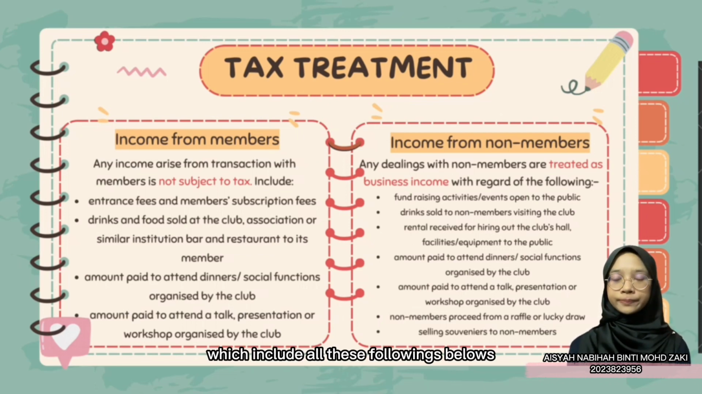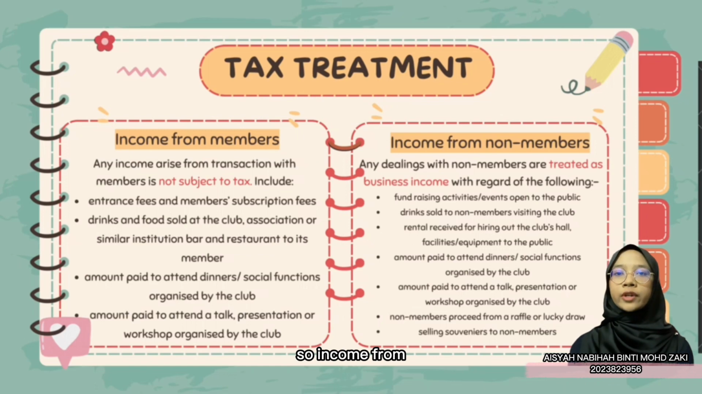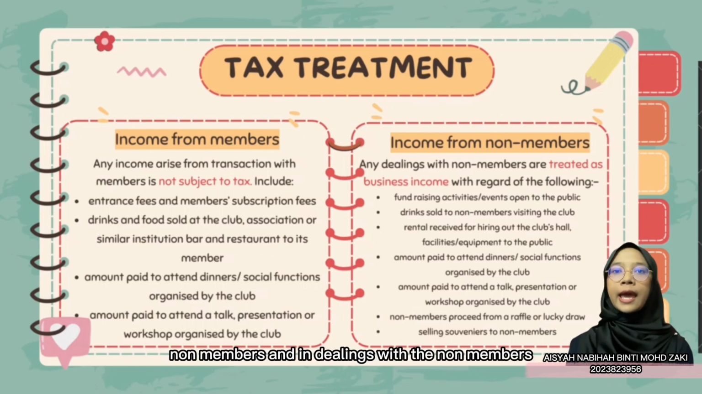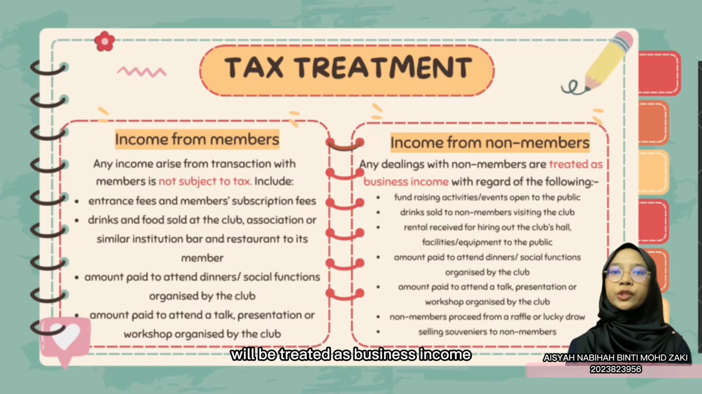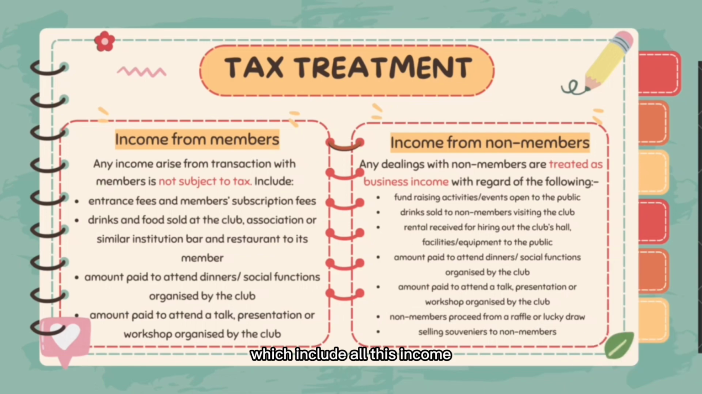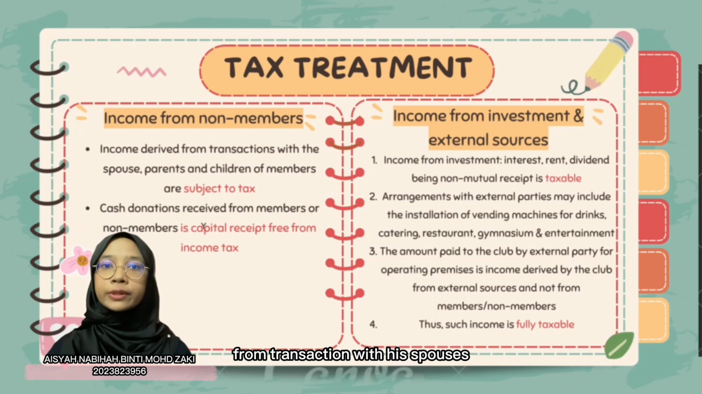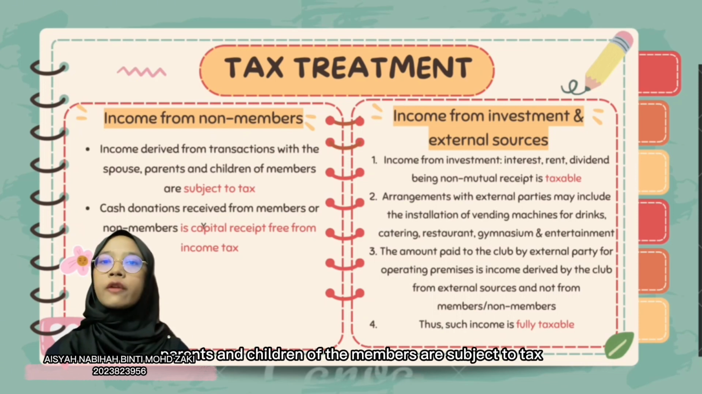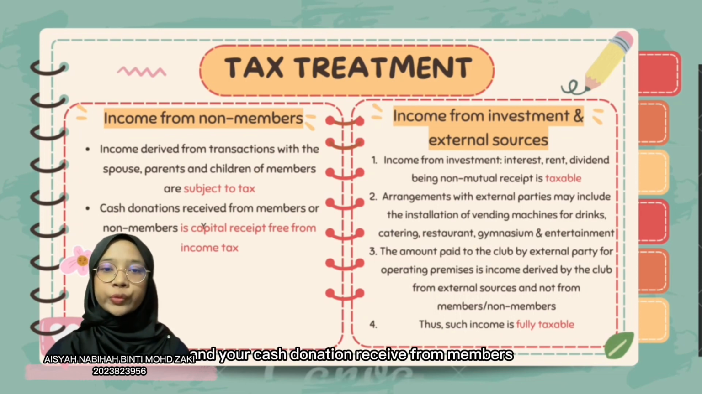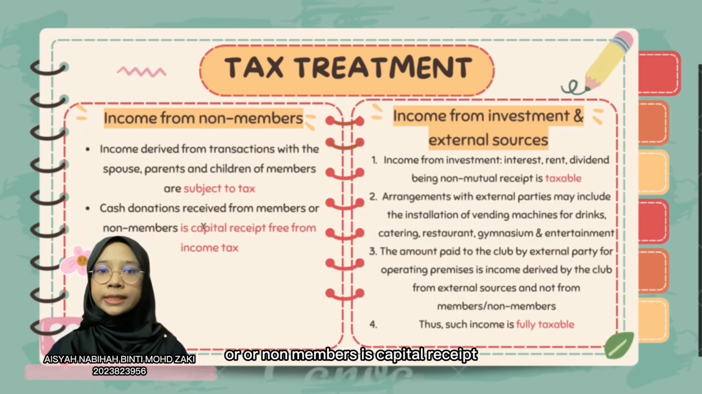Income from non-members, any dealings with the non-members will be treated as business income, which includes all these incomes. Income derived from transactions with the spouses, parents, and children of the members are subject to tax. And the cash donation received from members or non-members is capital received free from income tax.